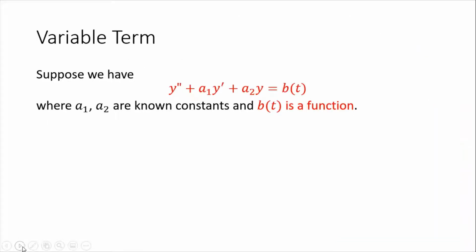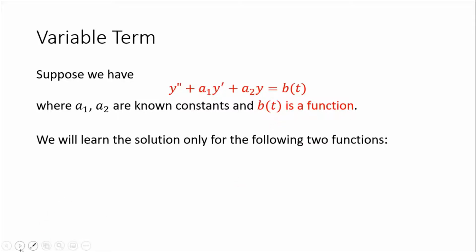Okay, so now here we have a variable term instead of a constant term. So this is not autonomous anymore, because on the right hand side we have a function of t. So explicitly the equation will depend on t, the variable t. All right, so now b(t) is a function. Okay, so we will learn the solution only for the two following functions.